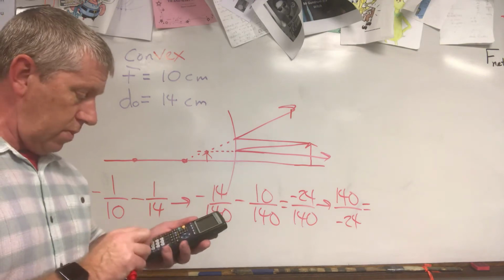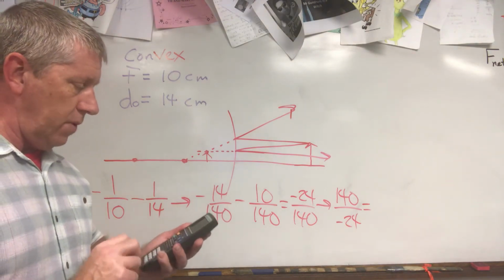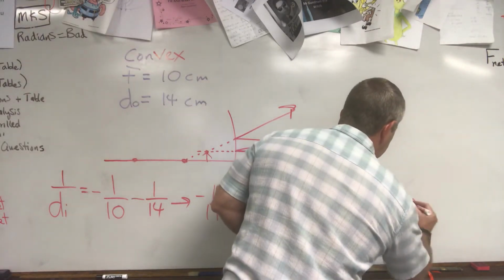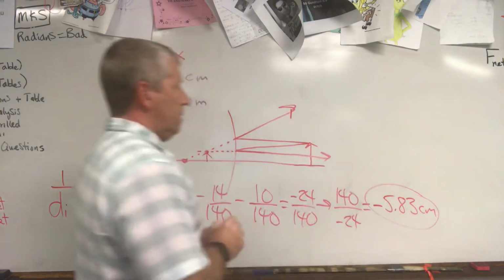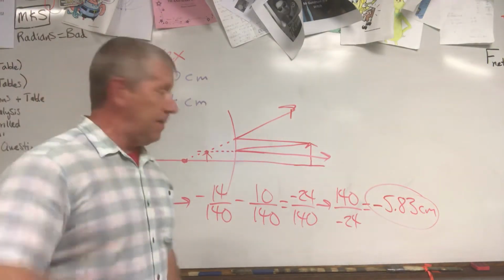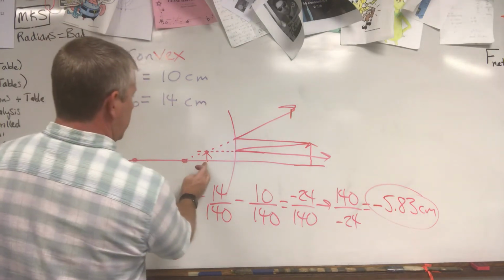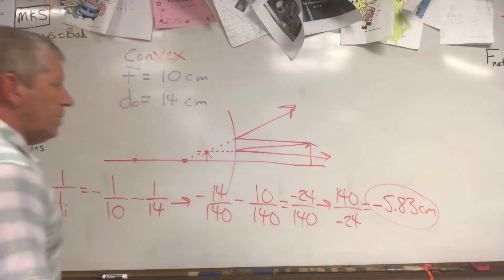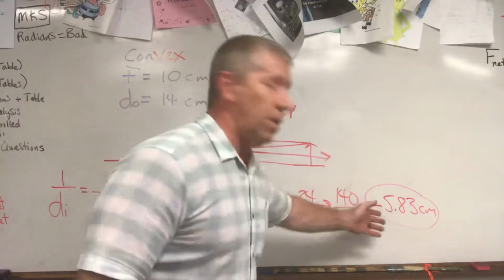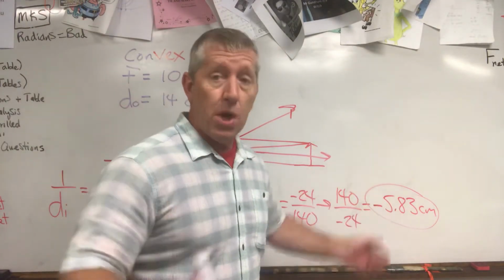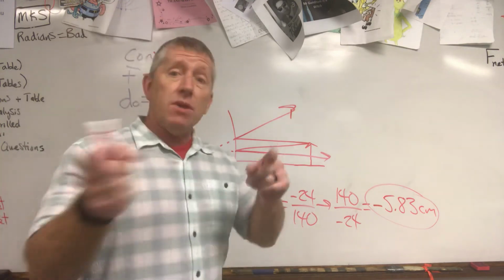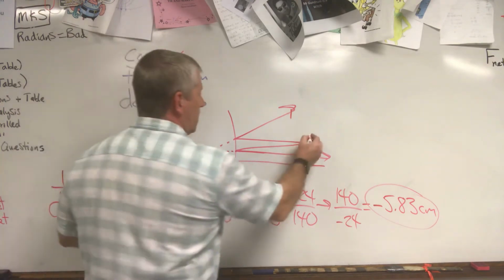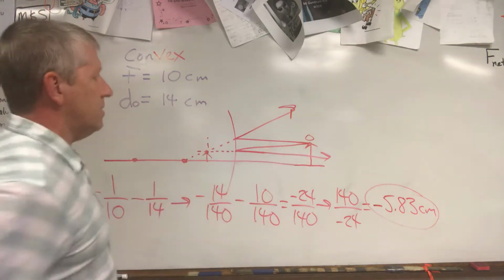So 140 divided by 24 is 5.83, but it's a negative 5.83 centimeters. Oh, that's almost perfect. Nailed this one. Earlier I said that looks like it's between like 5 and 6. All right, so we've got that down. Now this negative means it's virtual. You haven't done the math wrong. It means it's a virtual image. So the math can tell you it's virtual. It's also virtual because it's on the opposite side of the mirror that the object is. Object, image, opposite sides, virtual.